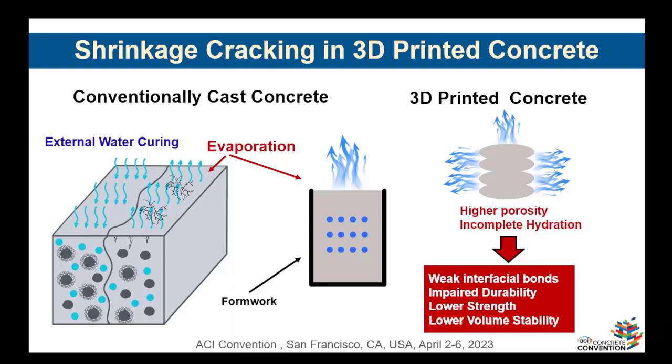Like you see there, in 3D printed concrete there is the risk of evaporation in different directions. This can cause higher porosity, and if the water that is needed for hydration of cement is lost, then we would have incomplete hydration. And then we would have weak interfacial bonds, impaired durability, lower strength, and lower volume stability.